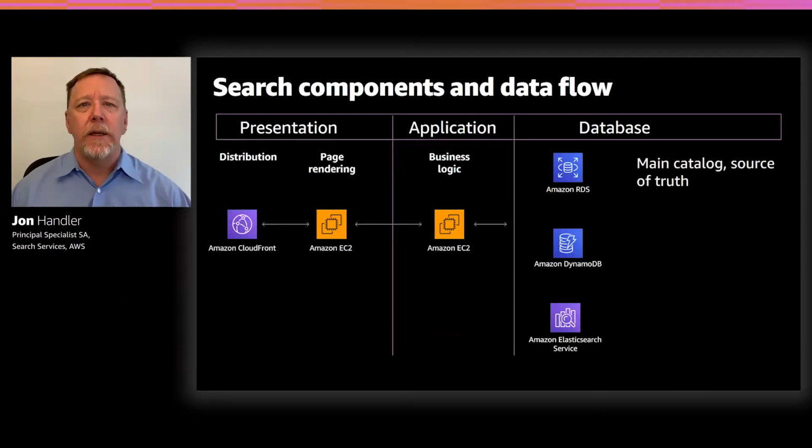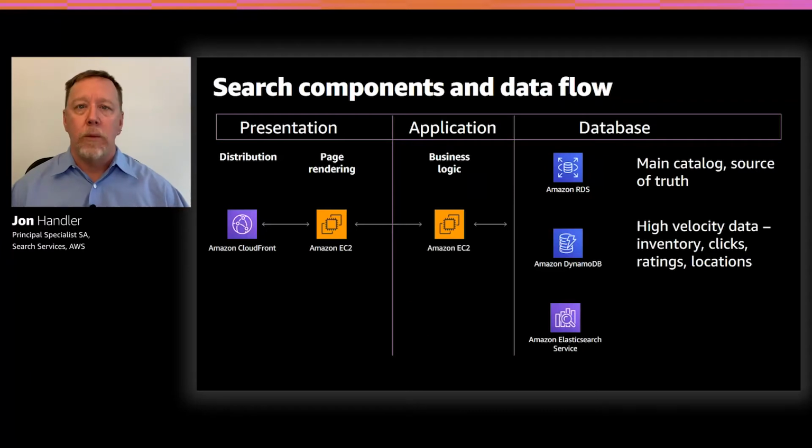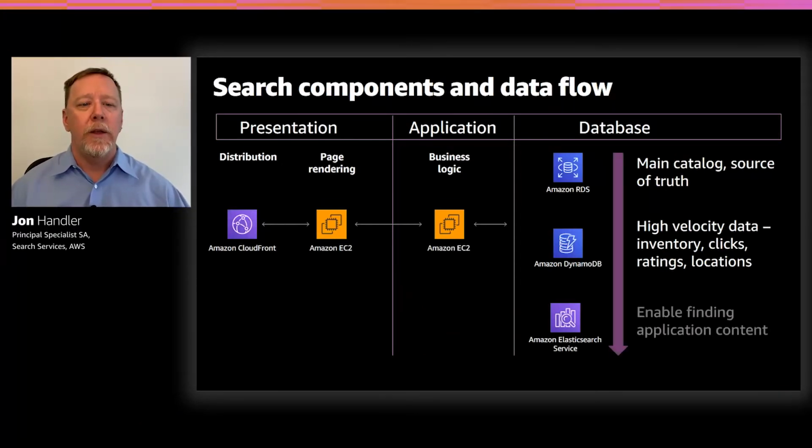You'll typically use a relational database like one of the RDS, MySQL or Oracle or one of those as your main catalog, your source of truth. You also will quite frequently have some NoSQL store that is managing the higher velocity, more near real-time data, things like inventory and clicks and user ratings, things like that. And then you have Amazon Elasticsearch Service to provide the search on top of your catalog.